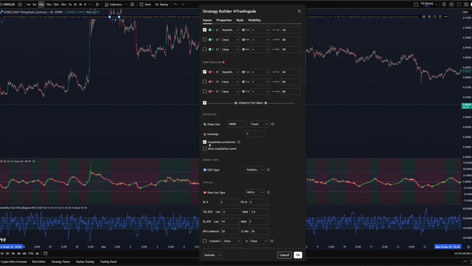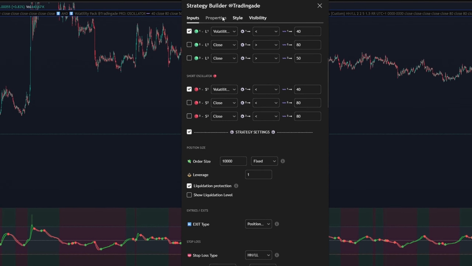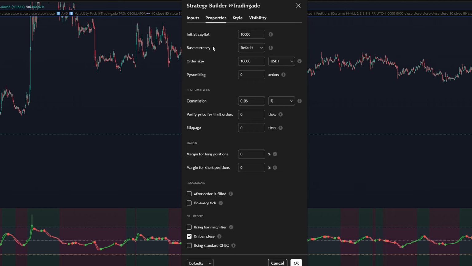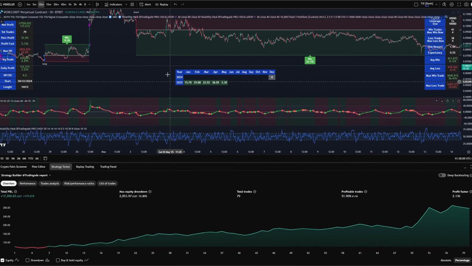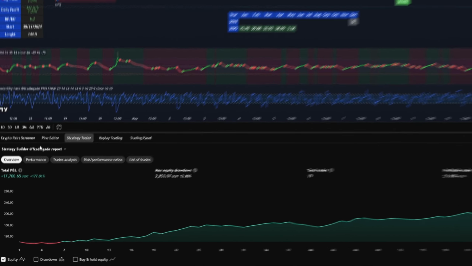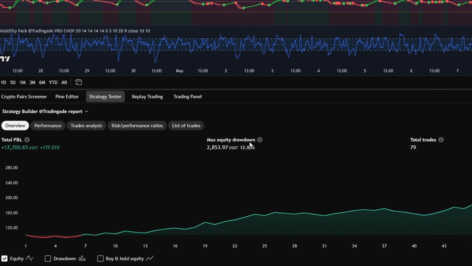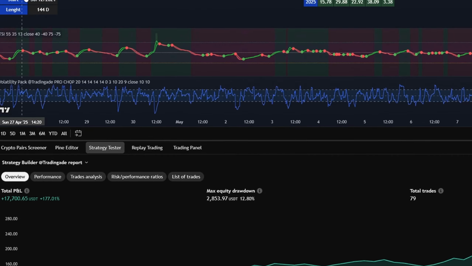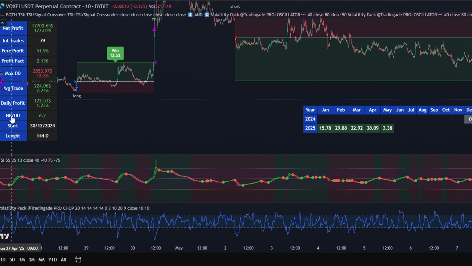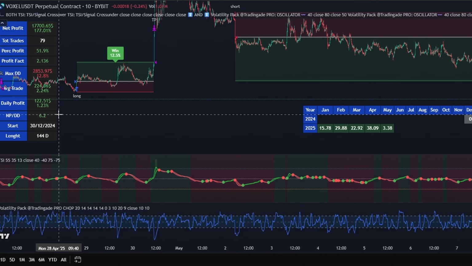As always, we set a fixed order size of $10,000 with an initial capital of $10,000 as well, and 0.06% commission. And as you can see on Voxel, we have an amazing equity line, 177% net profit with a 12% max drawdown. The ratio between these two values, the net profit/drawdown, is 6.2, which is an awesome value.